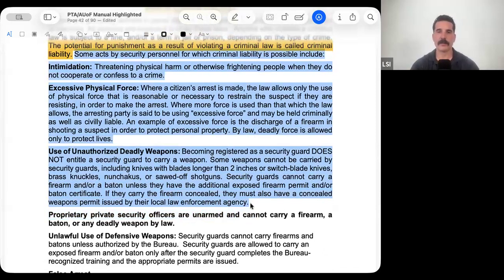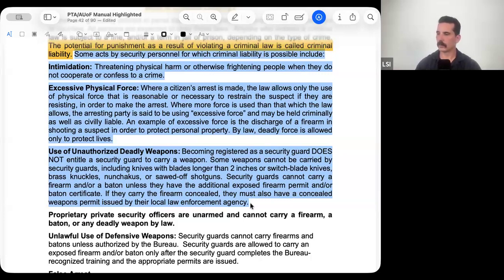Some acts by security personnel for which criminal liability is possible include intimidation, threatening physical harm, or otherwise frightening people when they do not cooperate or confess to a crime, and excessive physical force. Where a citizen's arrest is made, the law allows only the use of physical force that is reasonable or necessary to restrain the suspect if they are resisting in order to make the arrest. Where more force is used than that which the law allows, the arresting party is said to be using excessive force and may be held criminally, as well as civilly liable.